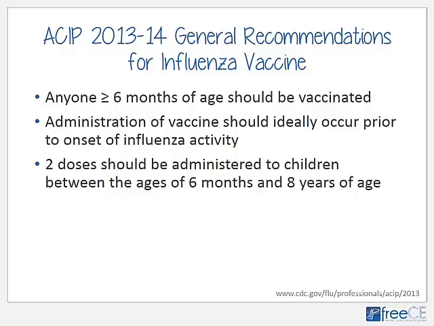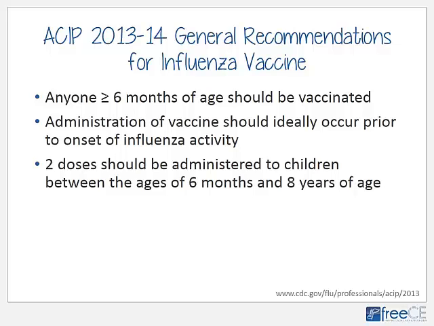So the general recommendations for influenza vaccine in terms of who should be immunized are that anyone over the age of 6 months should be vaccinated. In terms of the administration of the vaccine, it really should ideally occur prior to the onset of influenza activity. And so you should be offering the vaccine soon after it becomes available, and if possible by October.